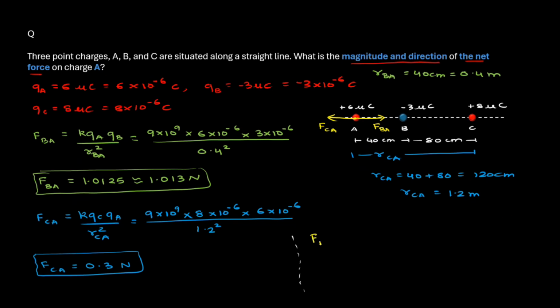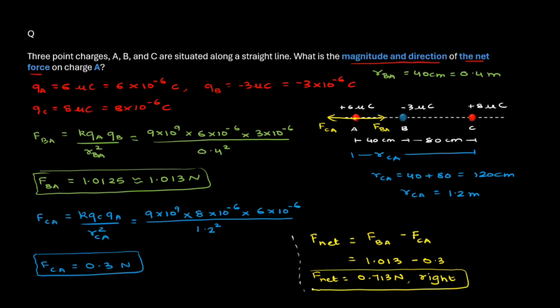After we found the magnitude of each force, now we can solve for net force using the superposition principle. So I will write F net to be a vector sum of these two forces. So FBA is going to the right. We will keep it positive, FBA. FCA is going to the left, so it will be negative, minus FCA. So now substitute FBA is 1.013, FCA is 0.3. And when you solve, you get the net force to be equal to 0.713 Newton. And since the value came out to be positive, this is pointing to the right.